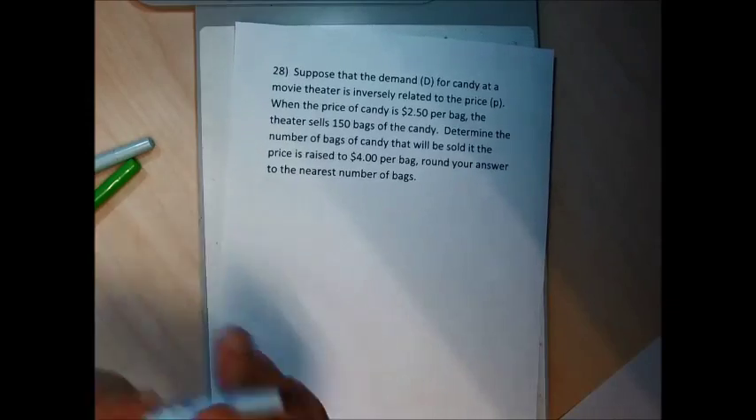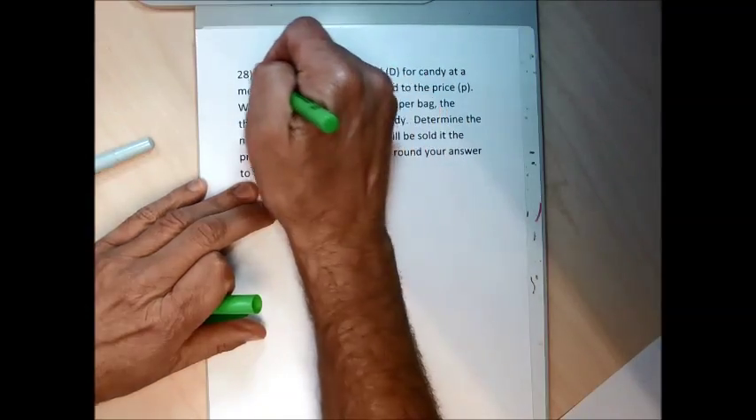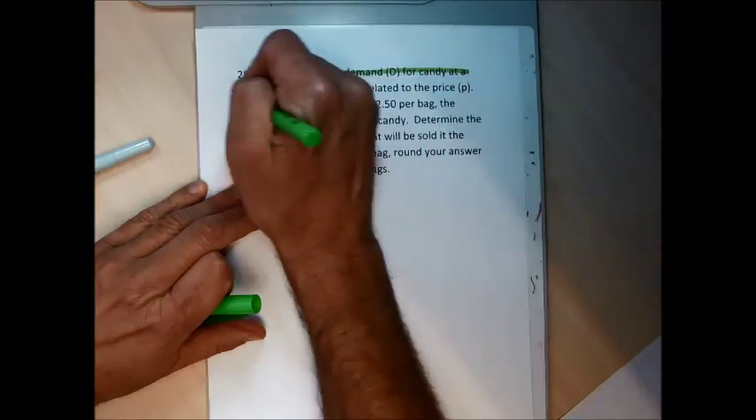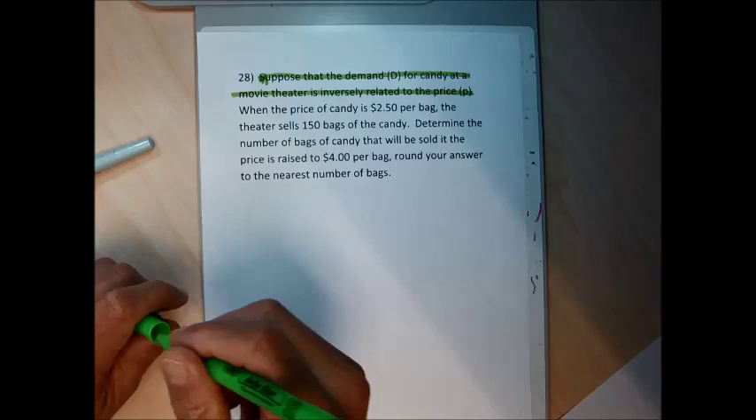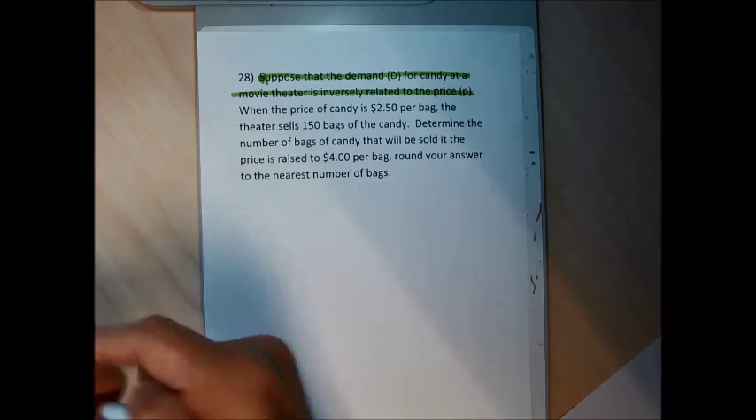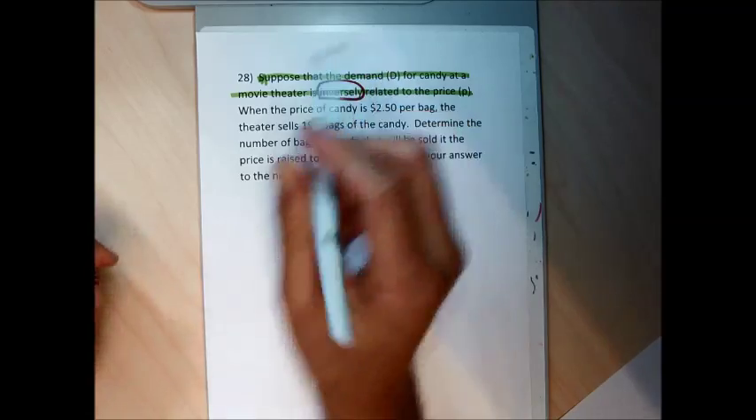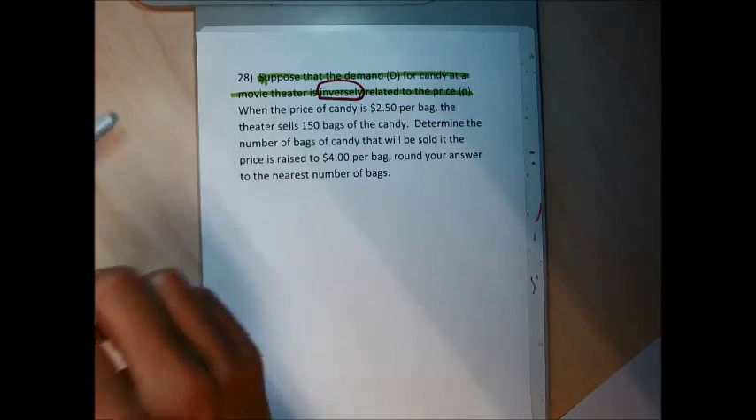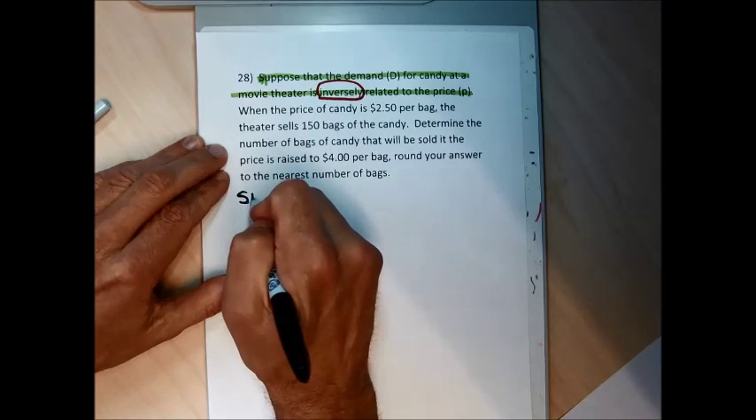So for 28, I'm going to dig through the first sentence. And in this first sentence, I see the letters that I need. I need a D and P. And I see that key word inversely. So when I create my equation, it's going to have a fraction with a k in the numerator. So as I read through this, step 1 is to create an equation with a k.